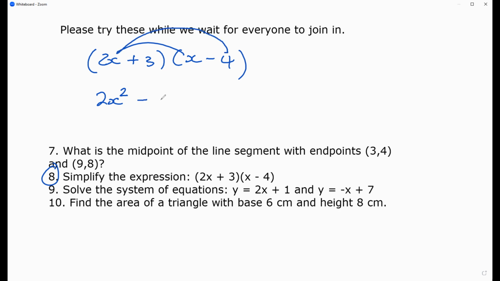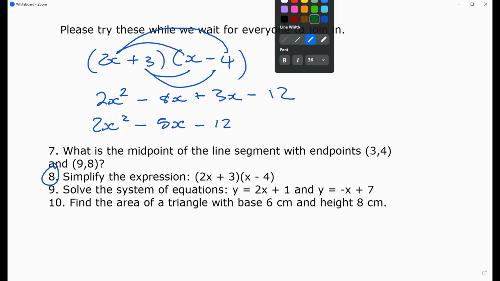That's going to be negative 8x. Then I'm going to multiply the inner two terms. It's going to get me 3x. And then the last two terms, 3 times negative 4 is negative 12. So from here, I got 2x squared minus 8x plus 3x is minus 5x. And then minus 12. And I'm done.